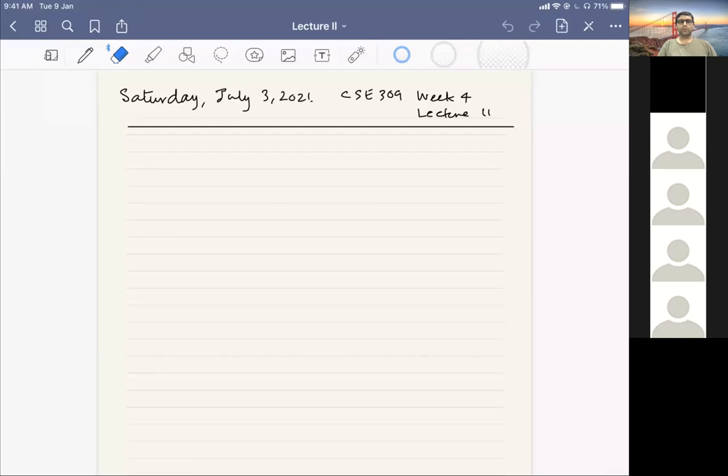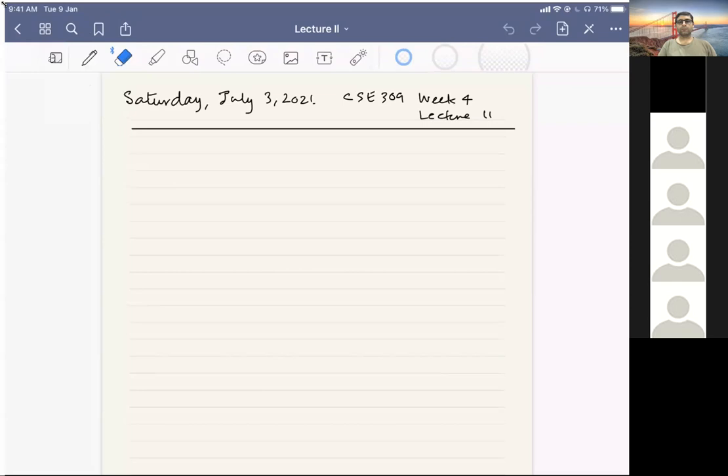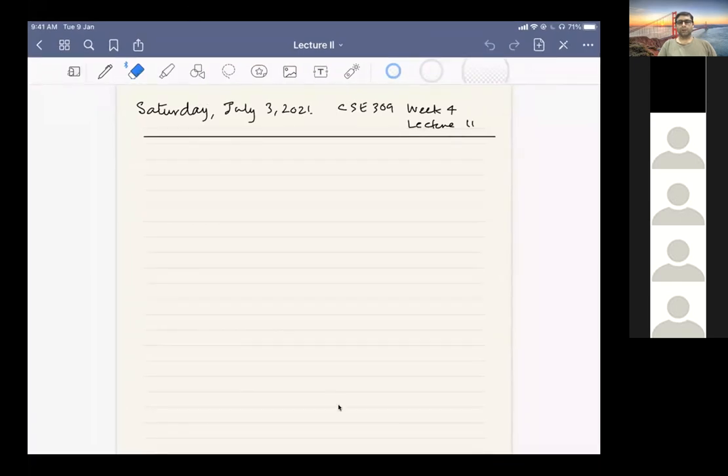Okay, can you see the screen? Yes, sir. Let me know if it glitches or lags. Okay.